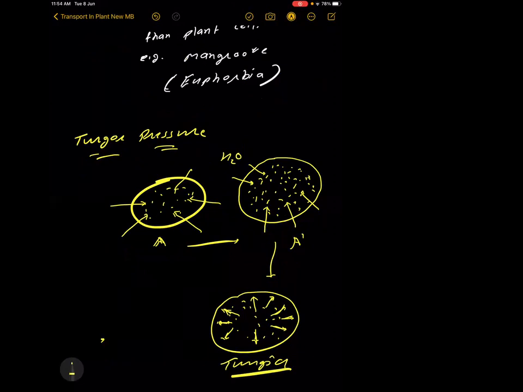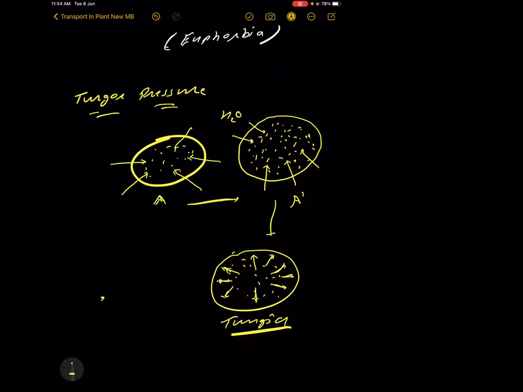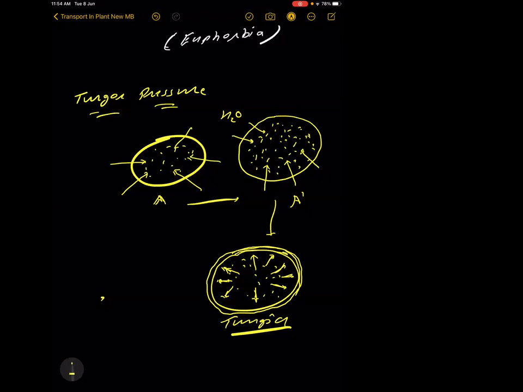Okay, so this is a turgid cell, and the pressure is called turgor pressure. On the other hand, this cell is actually a plant cell. The plant cell has a cell wall. Because of this cell wall, the cell is slightly elastic. It is okay, but it cannot be broken down by this pressure.